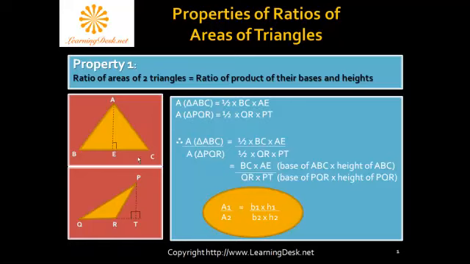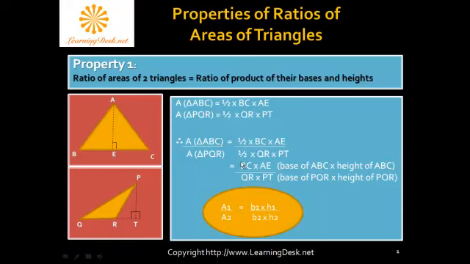Similarly, triangle PQR, this is the line that is perpendicular to the base from this vertex, and here it forms 90 degrees. So the height is actually PT. Okay, the height is PT and the base is QR. So area of PQR is half of QR multiplied by PT. Therefore, the area of ABC divided by the area of PQR is equal to, we just substitute these values, half of BC into AE divided by half of QR into PT.